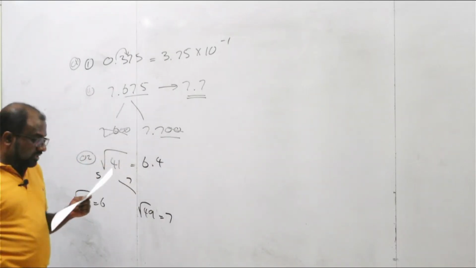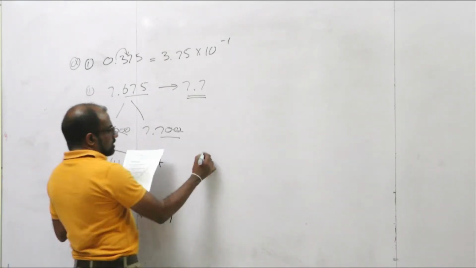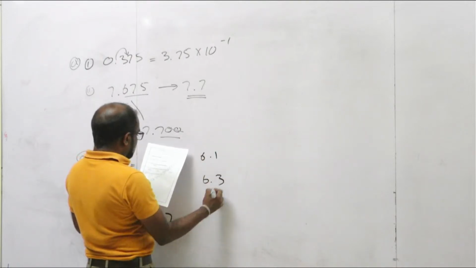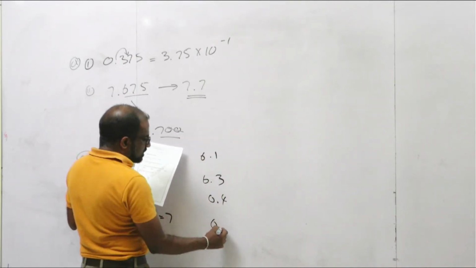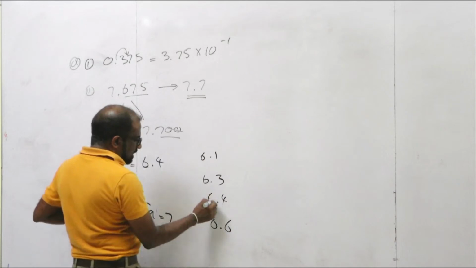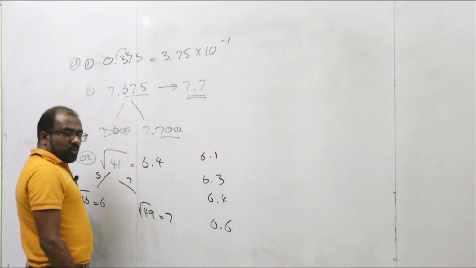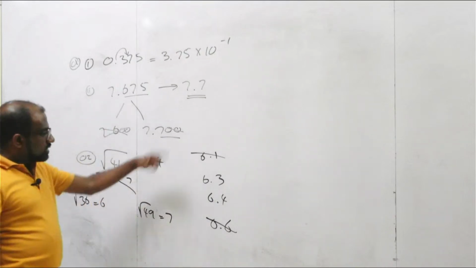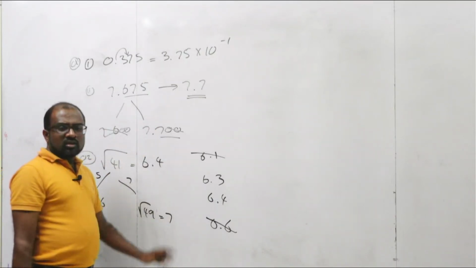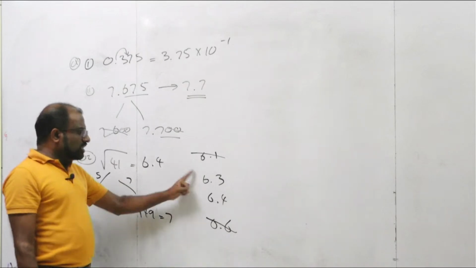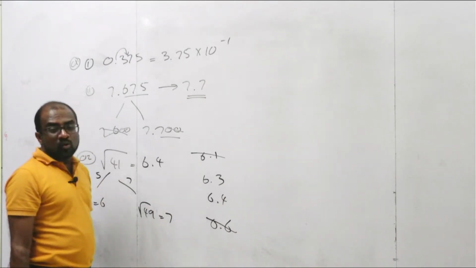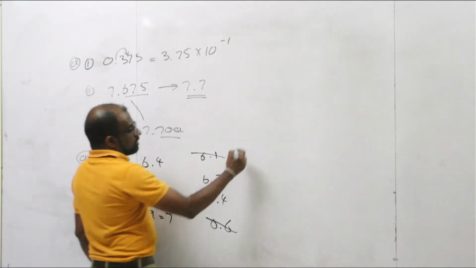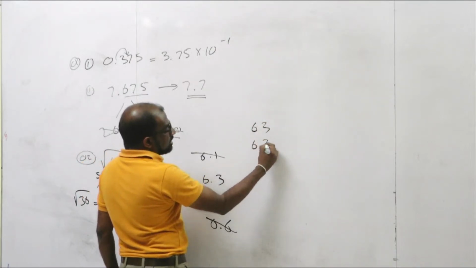6.4, but we'll check. Now, what are the possible answers? 6.1, 6.3, 6.4, 6.6. So, from this approximation, these two you can definitely cancel. 6.1, 6.6, you can cancel out. From these two, what is the closer value? Maybe we can check by multiplication.